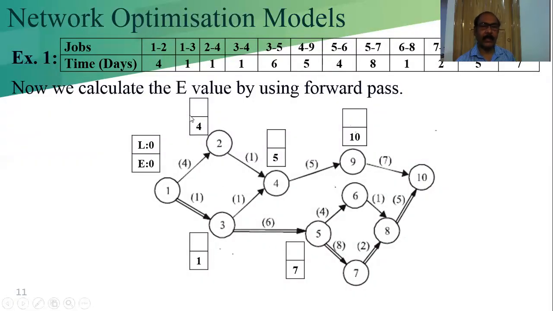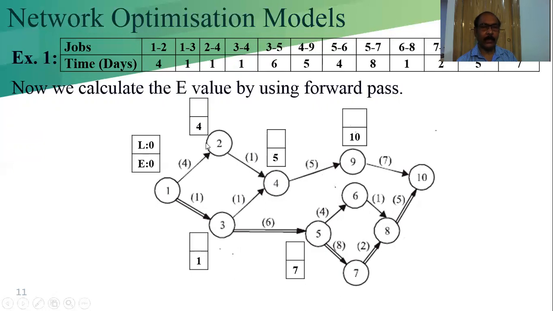I am not considering it in one slide, because then it will be very confusing. So these two we already got. Now I am going to calculate the E value of this node. Now 4 plus 1 and here 1 plus 1. So this is the 2 and this is the 5.